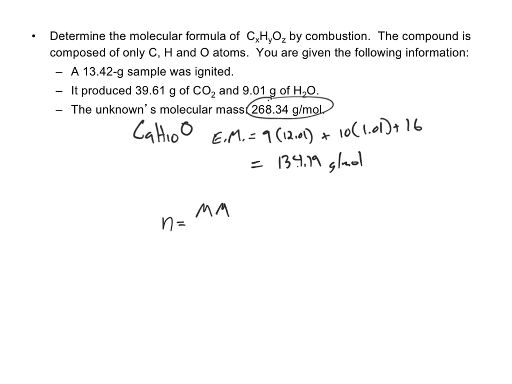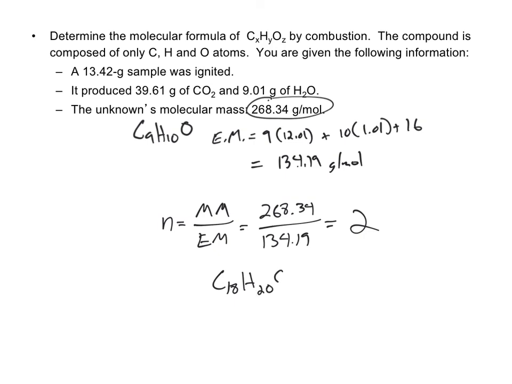So to find the multiple is the molar mass over the empirical mass. So I'll take the 268.34 divided by 134.19, and I get 2. So the molecular formula is twice the empirical formula. So my molecular formula then is C18H20O2. And that's our final answer.